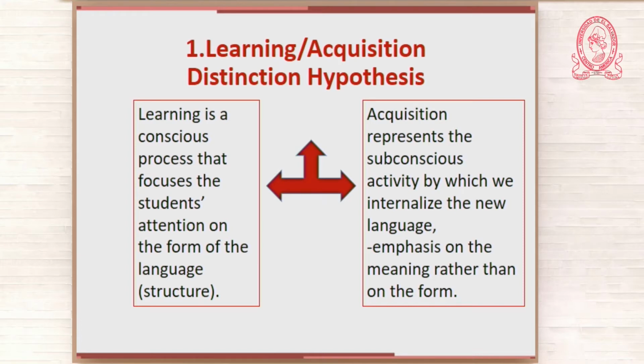According to Krashen and other second language acquisition specialists, like for example Terrell in 1983, Littlegood in 1984, and Ellis in 1985, students have two different ways of developing skills in a second language: learning and acquisition. Learning is a conscious process that focuses the student's attention on the form of the language, structure.